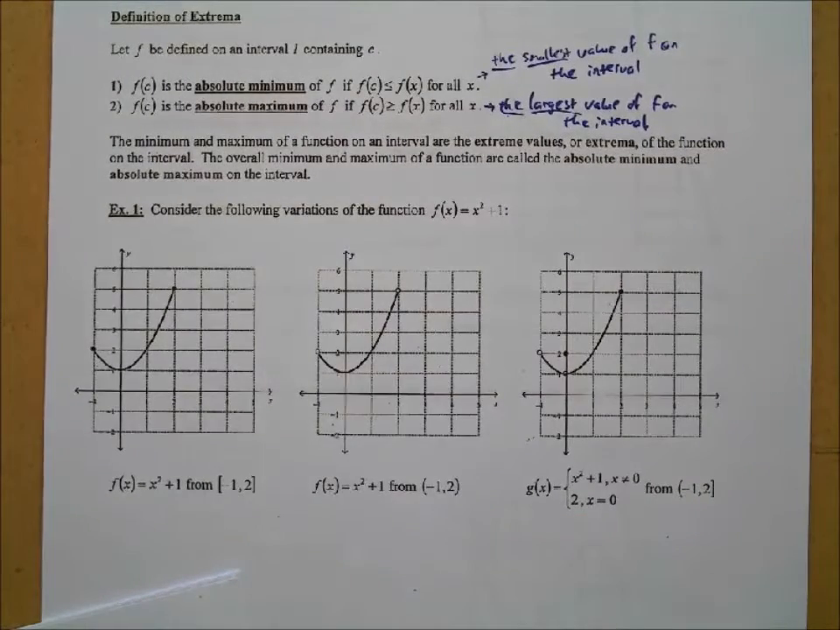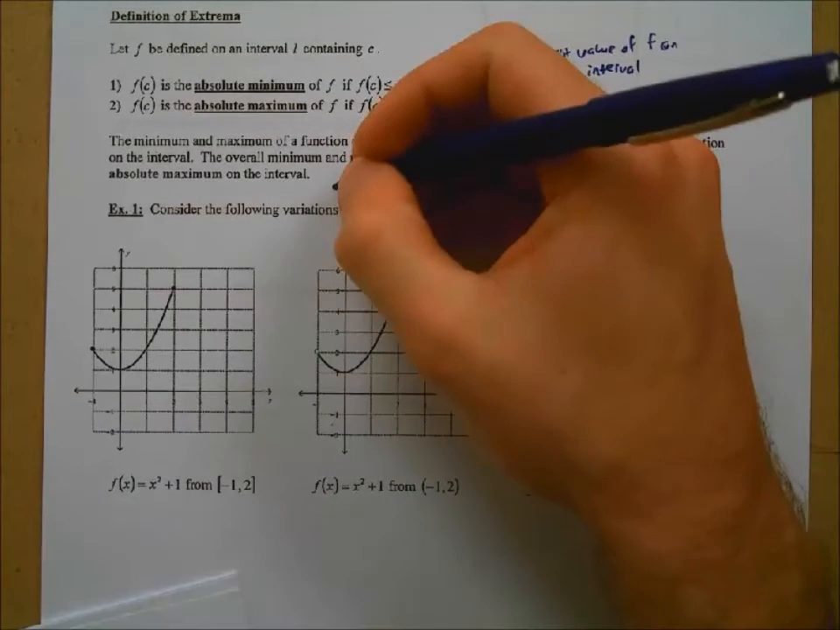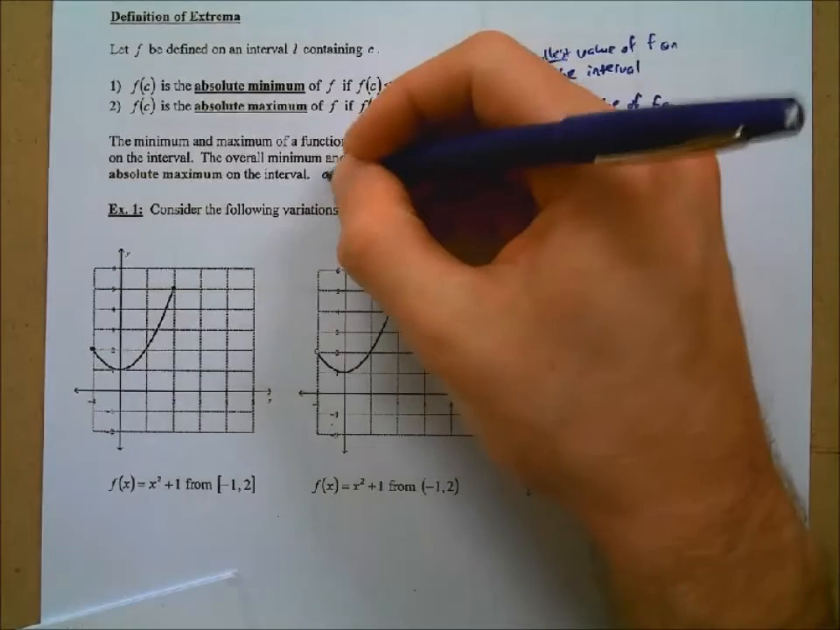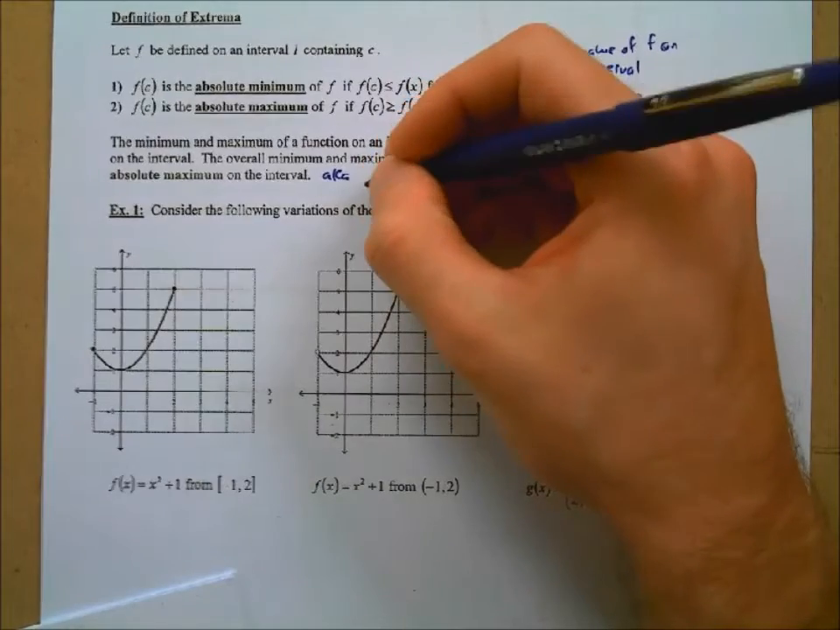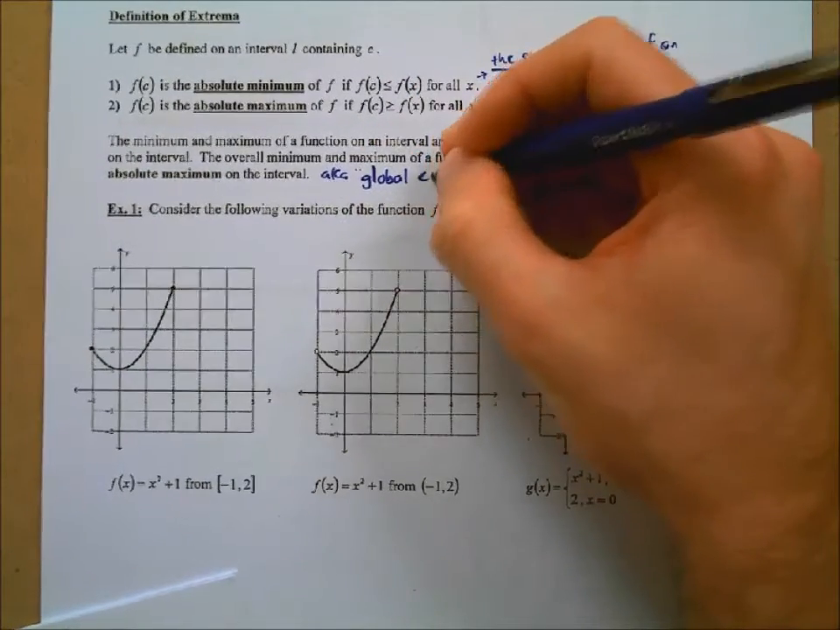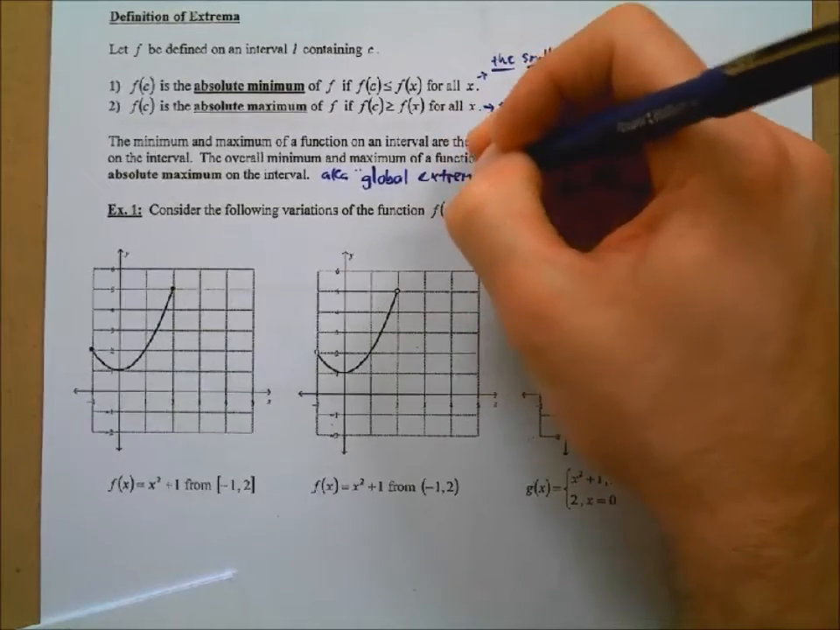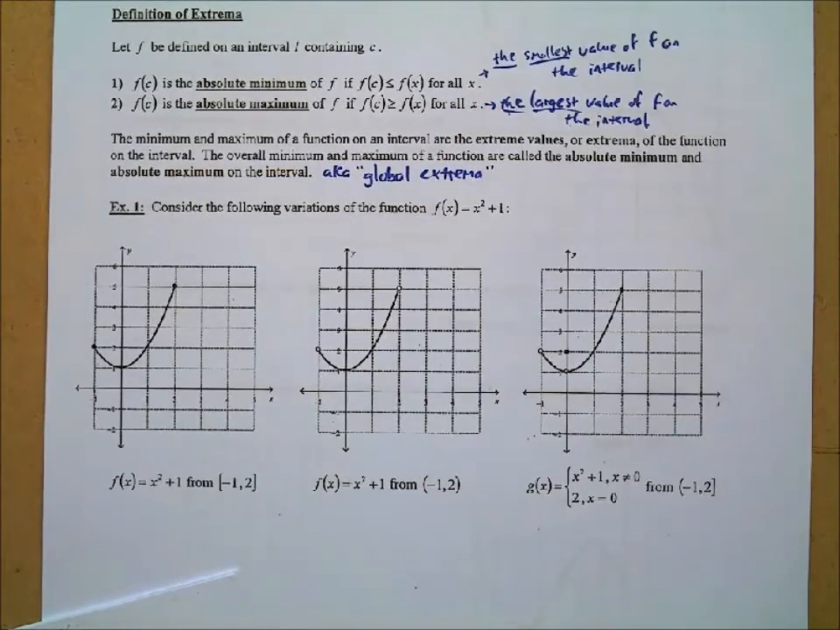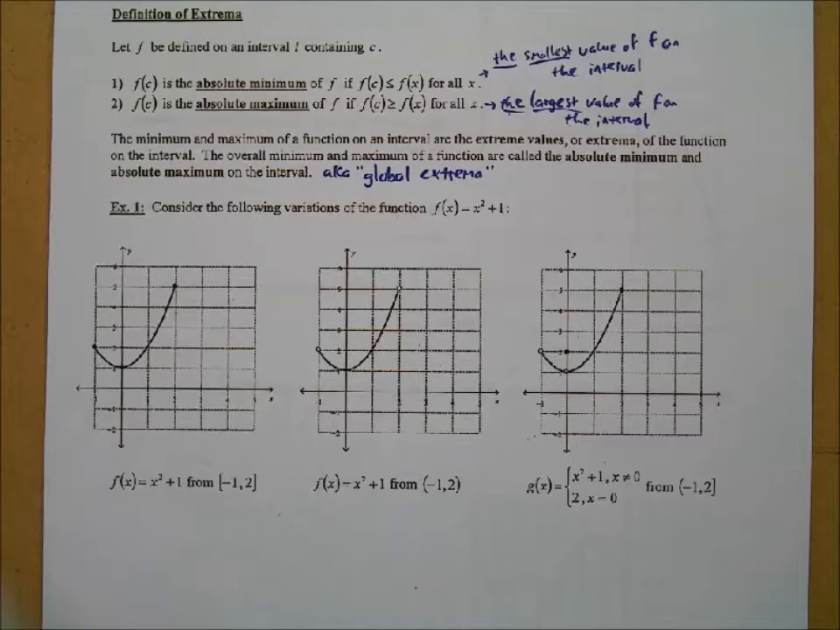I also wanted to say, it's more of an old school way of saying it, but these are also sometimes known as the global extrema, or the global min or the global max. Global being the big picture for the whole thing: what is the highest point, what is the lowest point? You don't see the word global used much in recent years, but it does show up in some of the older material, so I'll throw it out there.